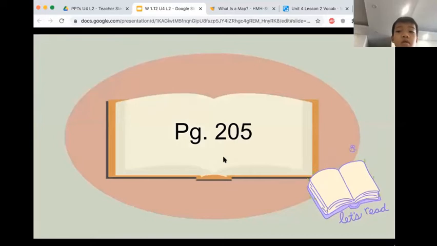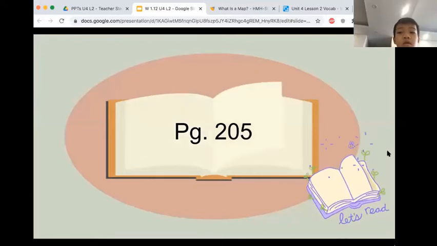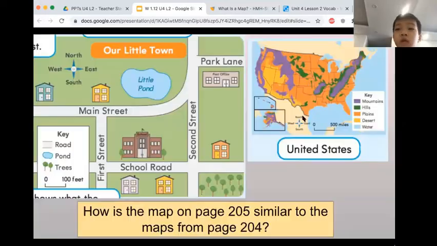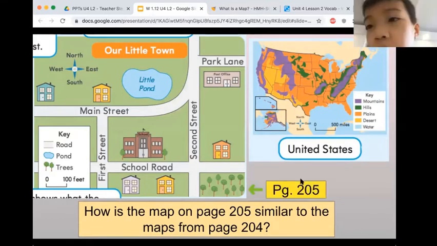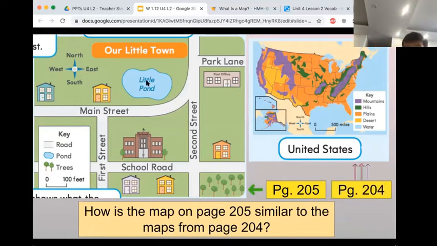The next thing we're going to look at is 205, so go ahead and look at the next page. Here's the new map on the next page, and I would like to know, how is the map on page 205, this one, similar to the maps from page 204, this one? Question. How are they similar?